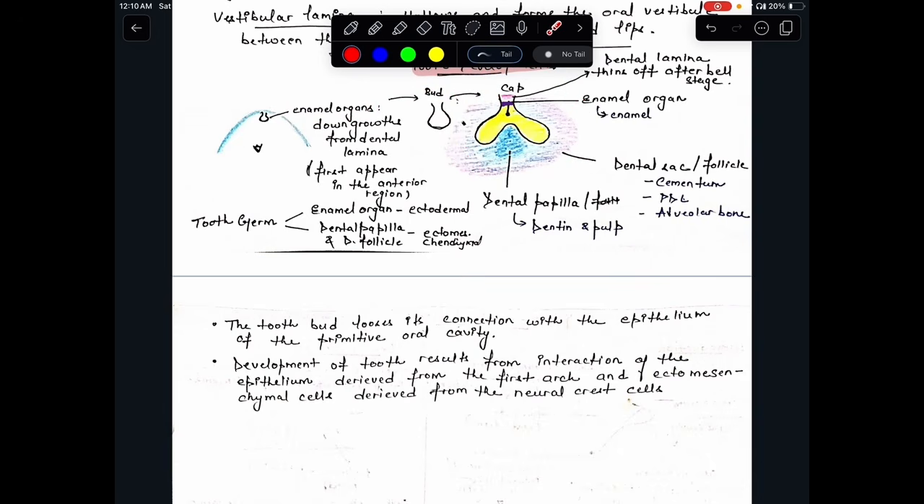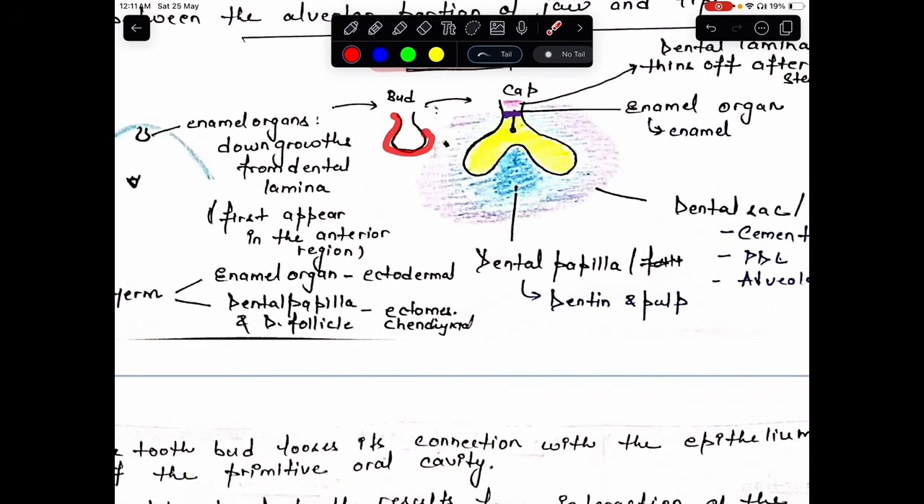What constitutes a tooth germ? A tooth germ consists of the enamel organ, dental papilla, and dental follicle. So what are the dental papilla and dental follicle? This condensation of ectomesenchymal area is the dental papilla, and the area around the enamel organ, this yellow thing, is called the dental sac or dental follicle. You might be thinking, what is dental papilla? It's just cells.